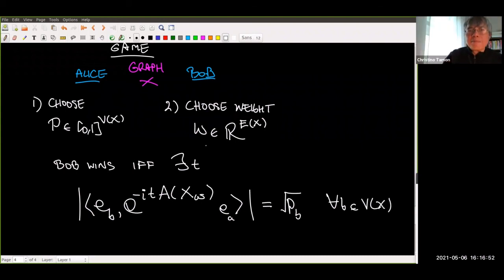So what is this game on this graph X? Alice challenged Bob with a distribution on the vertices. Bob can weight the edges of the graph, and he'll win if the quantum walk on the edge-weighted graph, according to his chosen weights, starting somewhere, will generate essentially, so this is a state generation again, this distribution that Alice had picked.